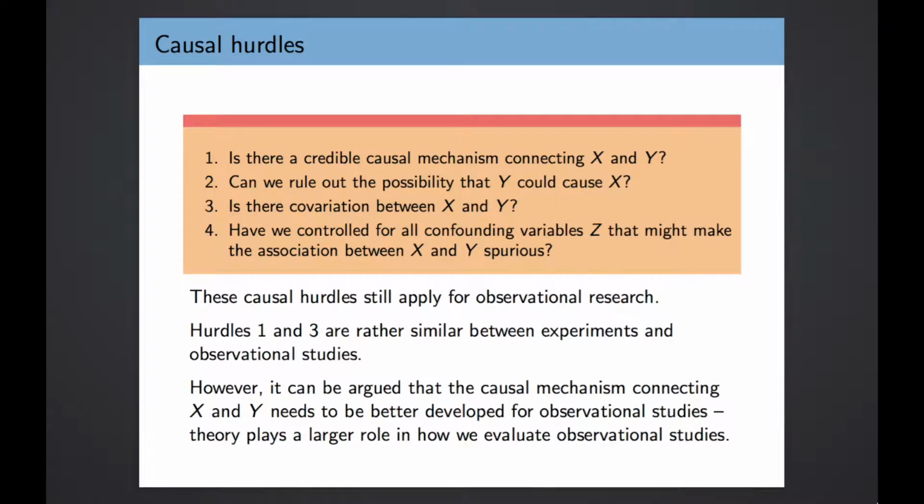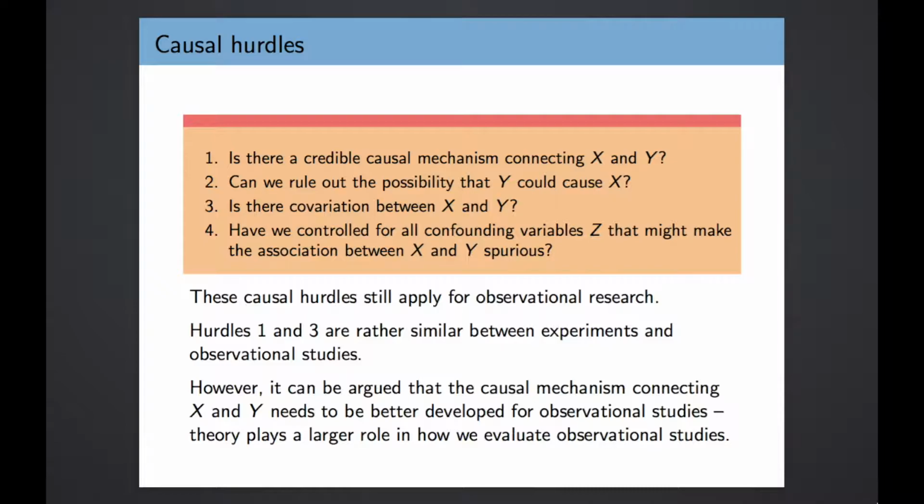In an observational study, the conditions that we need to meet in order to do causal inference are exactly the same as they are in the experimental setting. We need to be able to specify a credible causal mechanism between our variables of interest. We need to rule out the possibility of reverse causality. We need to make sure that there is correlation between x and y, and we need to consider whether we have controlled for all the confounding variables that might make the association between our variables spurious.